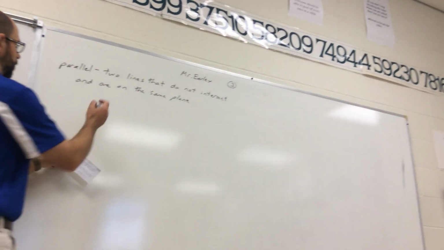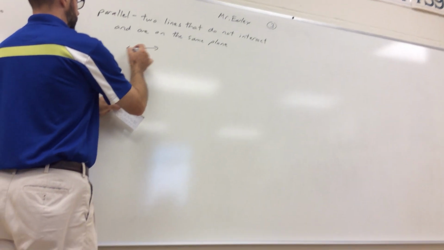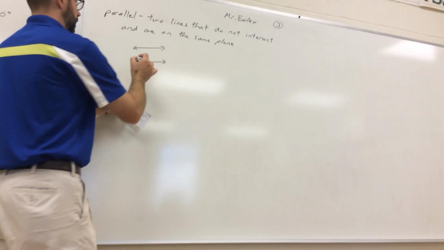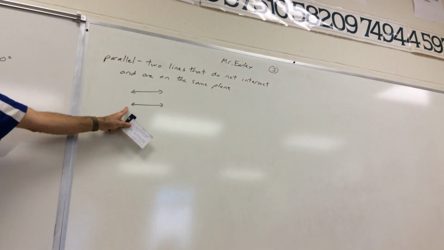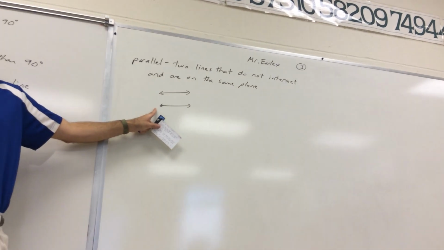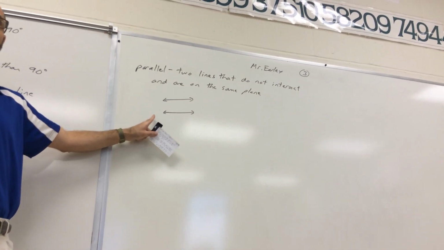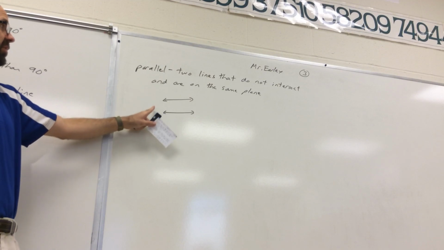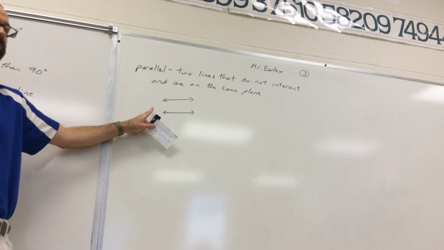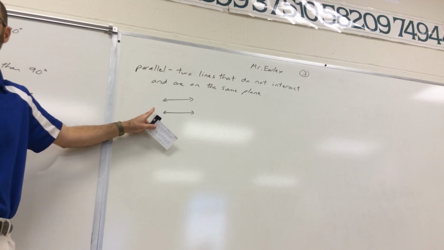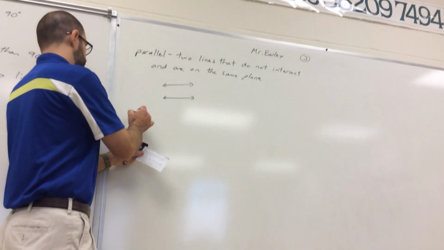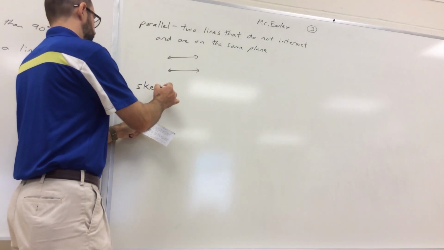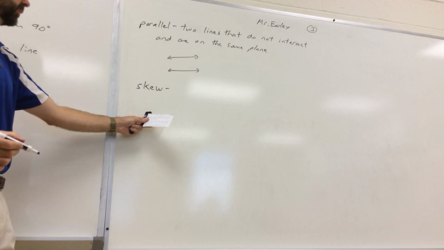And you've seen these before. Of course, they look like this, right? So those lines are parallel because they never hit, and also because they're both on the board. So they don't intersect and they're on the same plane. So that's kind of old stuff. But then there's this word that's probably new for you. This is the word skew.